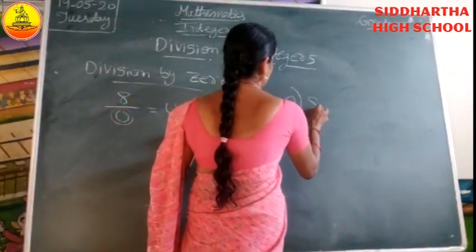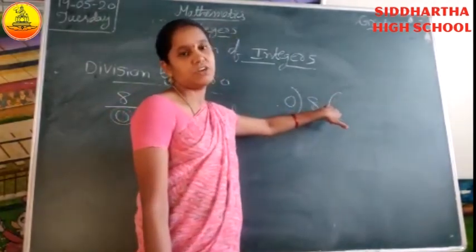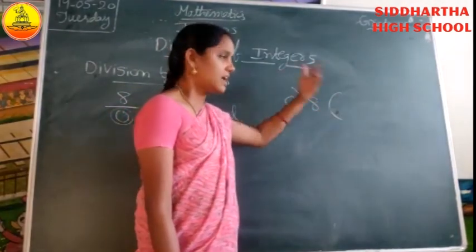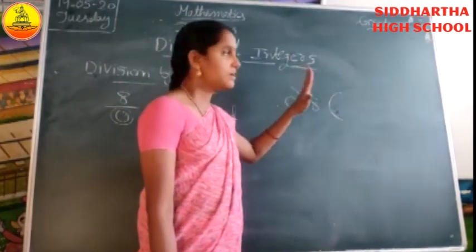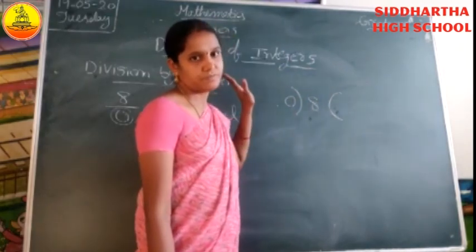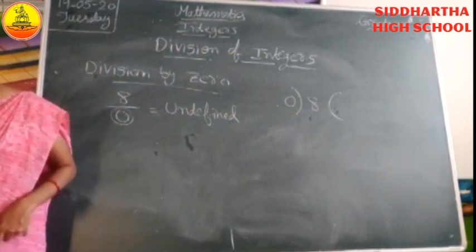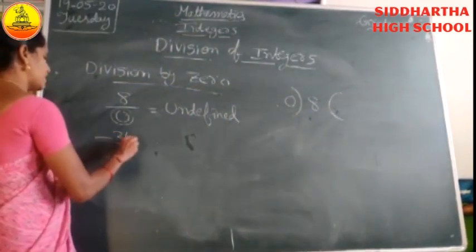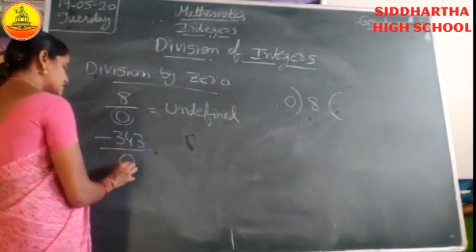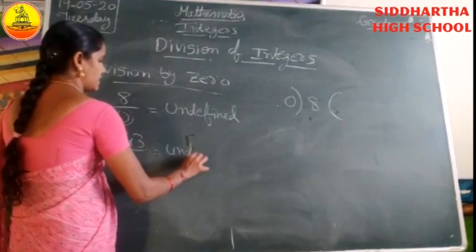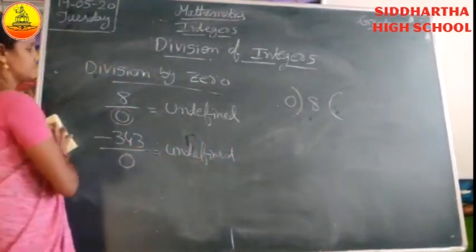For example, if you write 0 and 8, what is the quotient here? 0 times 1 is 0, 0 times 2 is 0, 0 times 3 is 0, 0 times 4 is 0, 0 times 100 is 0, 0 times 1000 is 0. So we cannot write a particular quotient here. That's why we cannot divide any number by 0. So division by 0 is undefined. Did you understand? Any number you take, positive or negative, if the denominator contains 0, then the result is undefined. Next.